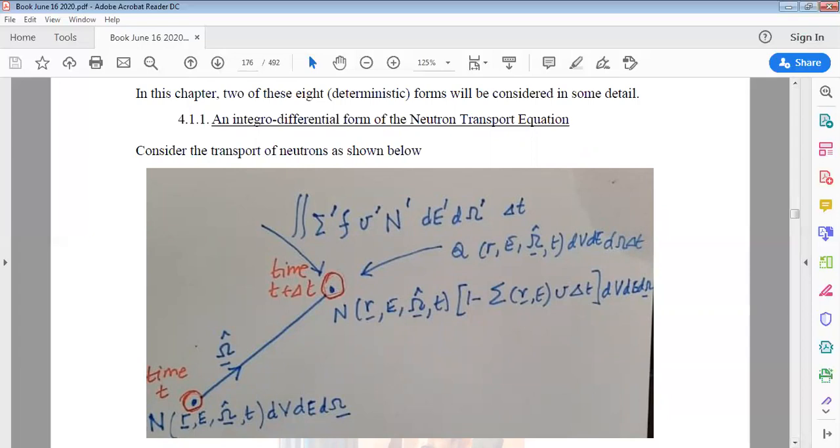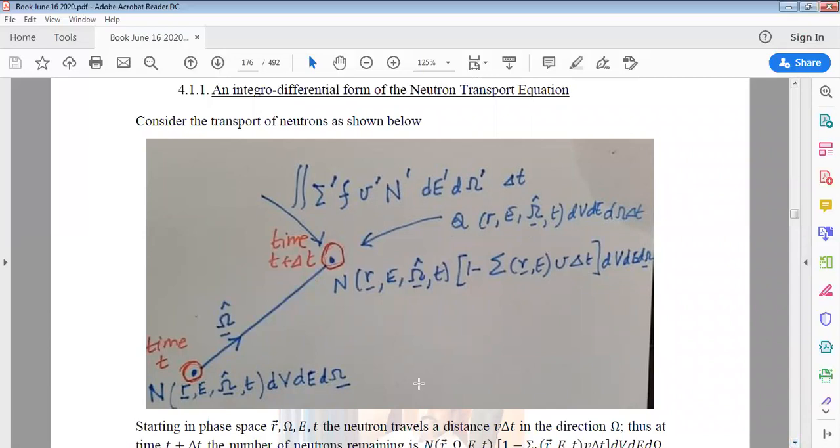Before I start the mathematics, let me show you this little picture over here and just describe what's happening. If you look at this red circle and this red circle, imagine there's a neutron over here and imagine there are many neutrons over here. N, capital N, is the number of neutrons per cubic centimeter, per energy interval, per solid angle, per second. And these are all over here at some time t. In this packet, if you multiply by dv, dE, d omega, the interval, then this is the number of neutrons that are now available.